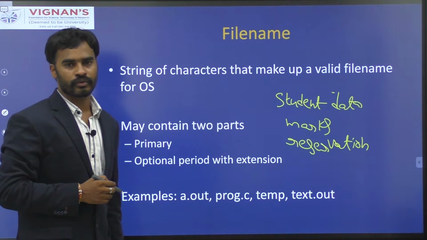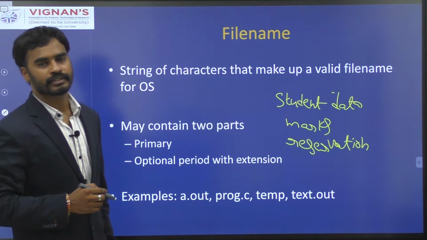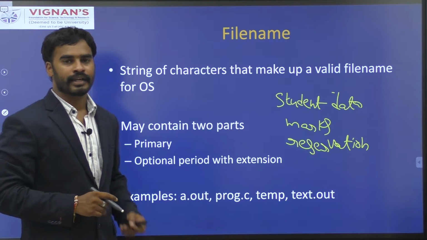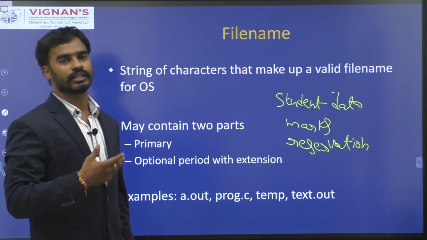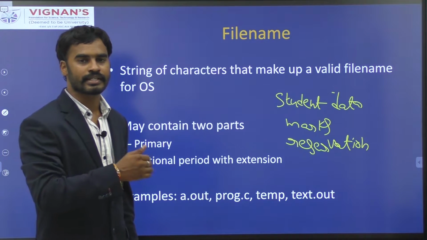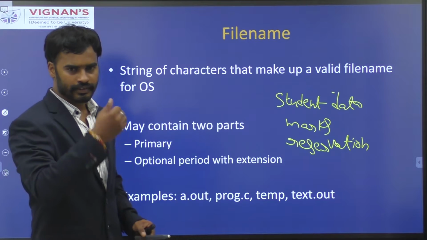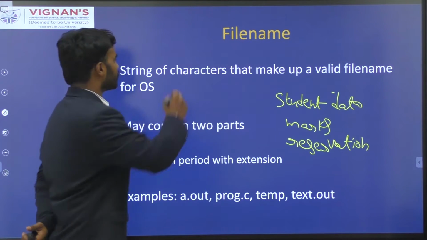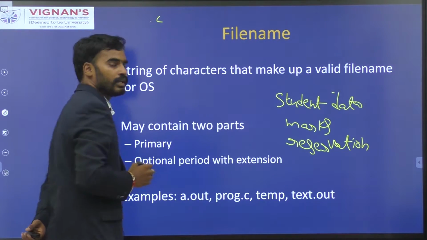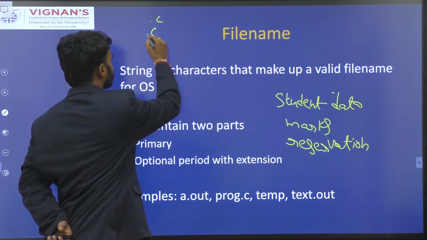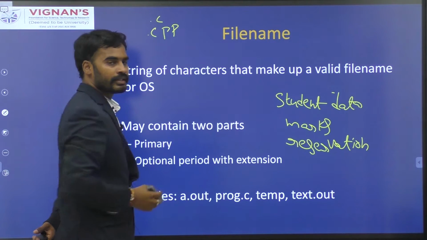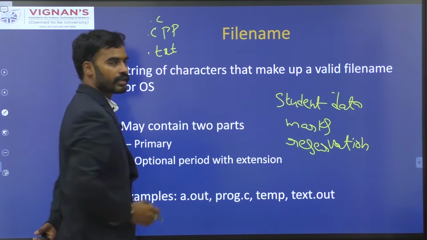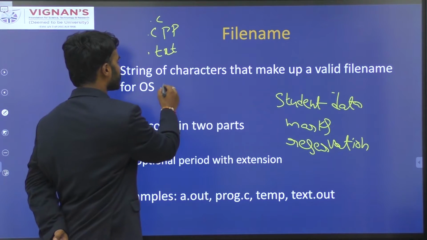It's a mandatory part. When you are working with files, you must specify the file name. And the second, optional part is the extension. The extension tells us what type of data is inside the file. There are different extensions. The extension for C programs is .c. The extension for C++ programs is .cpp. The extension for text files is .txt. The extension for binary files is .bin.